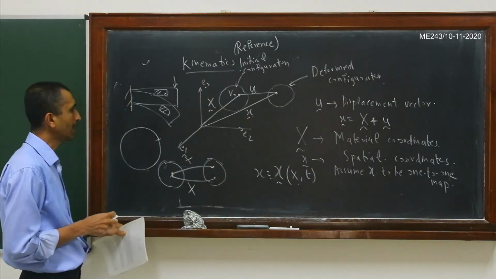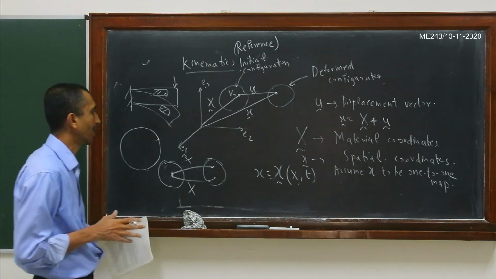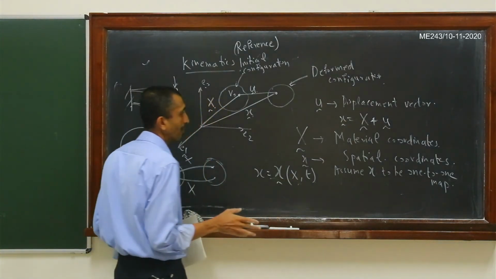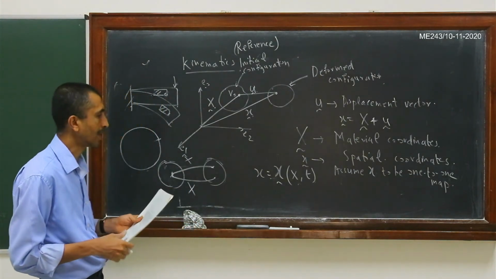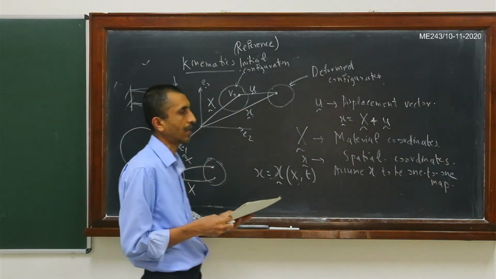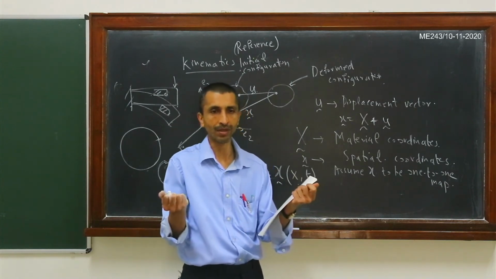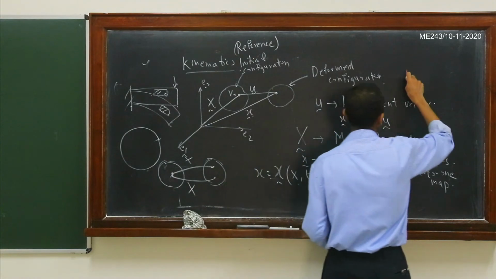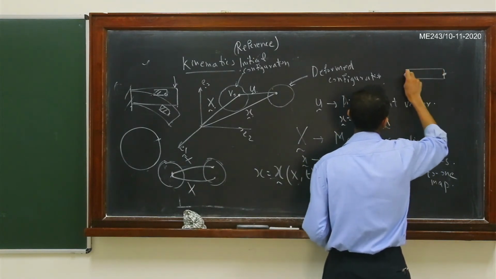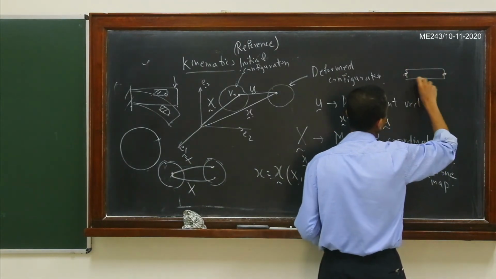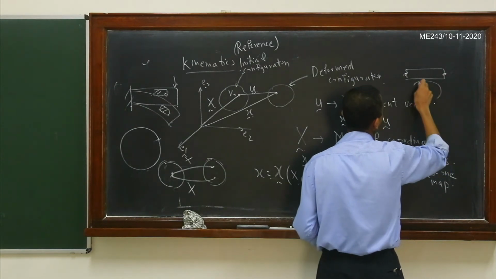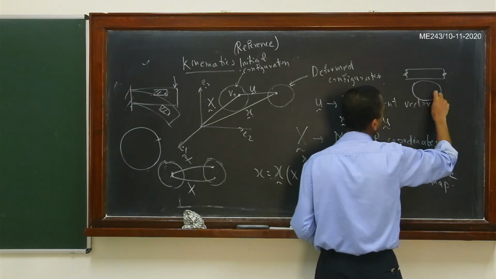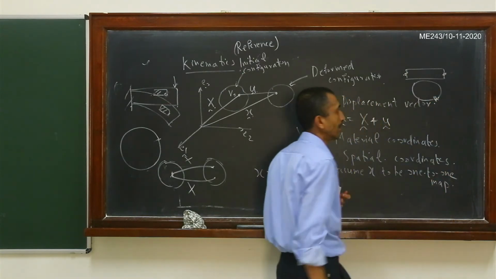Strictly speaking, we have to assume that these points x are within the body. See, for example, if you take a rubber bar, suppose this is the rubber bar that you consider, and there are 2 points lying here, then you think that you are bending the bar and making it into a circle. Now these 2 points are coming and occupying the same position.